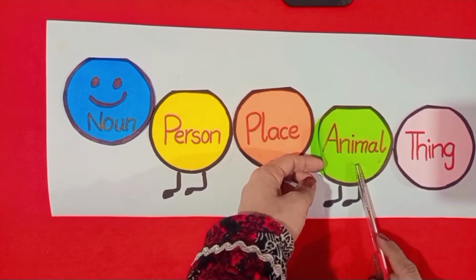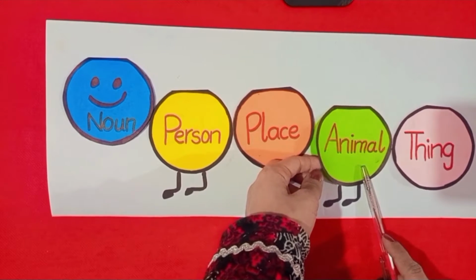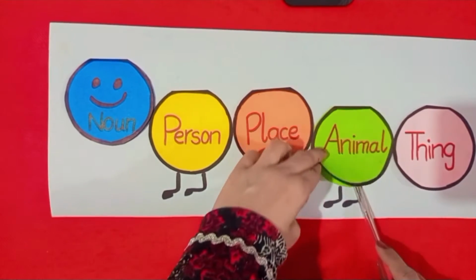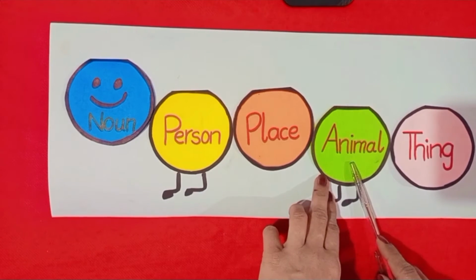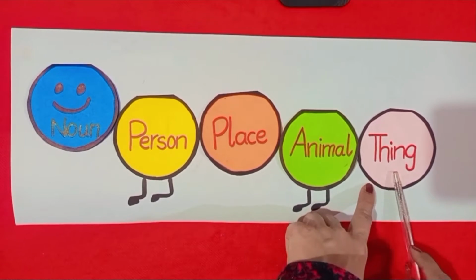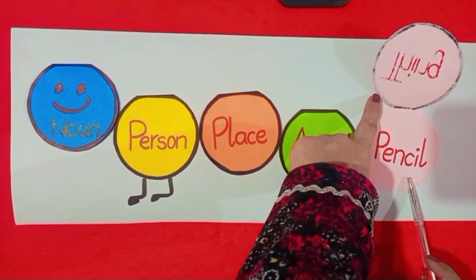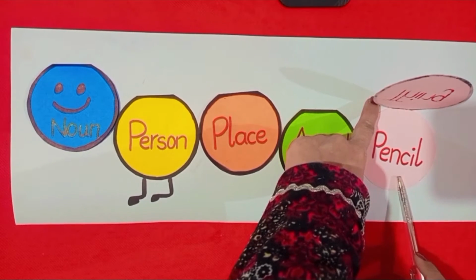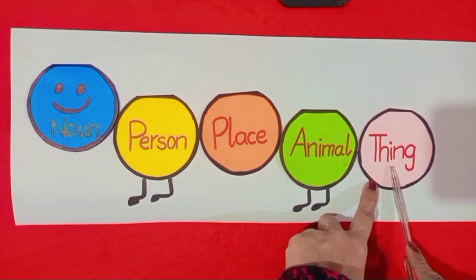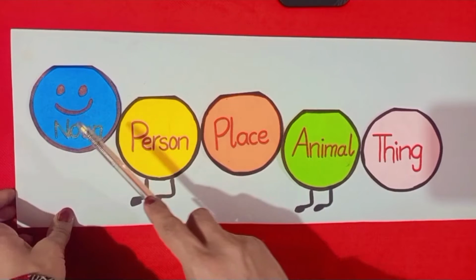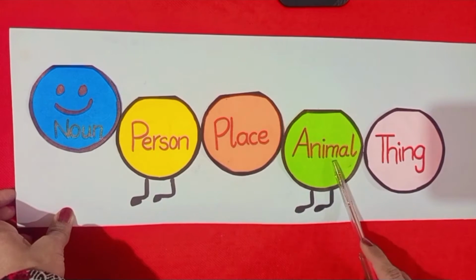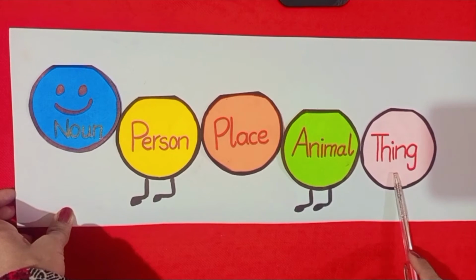The next is animal. Cat. Cat is a name of an animal. Thing. The example of a thing is pencil. Pencil is a name of a thing. Repeat with me. Noun is a name of person, place, animal, or a thing.